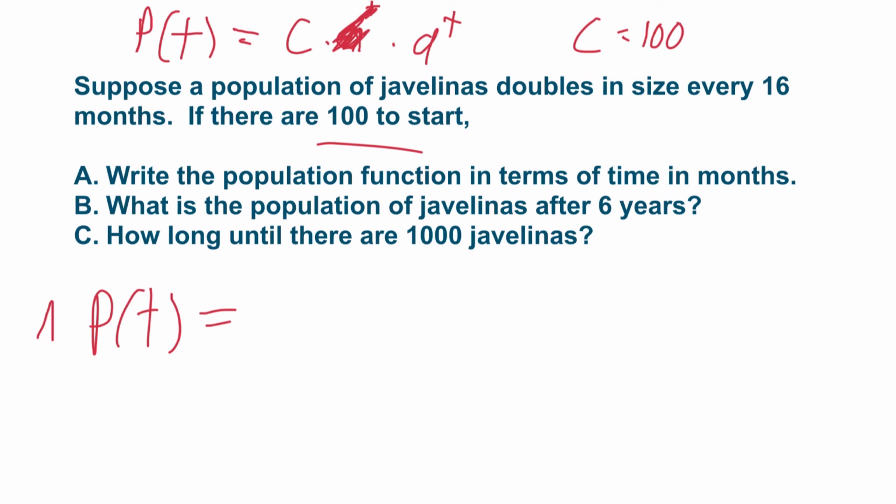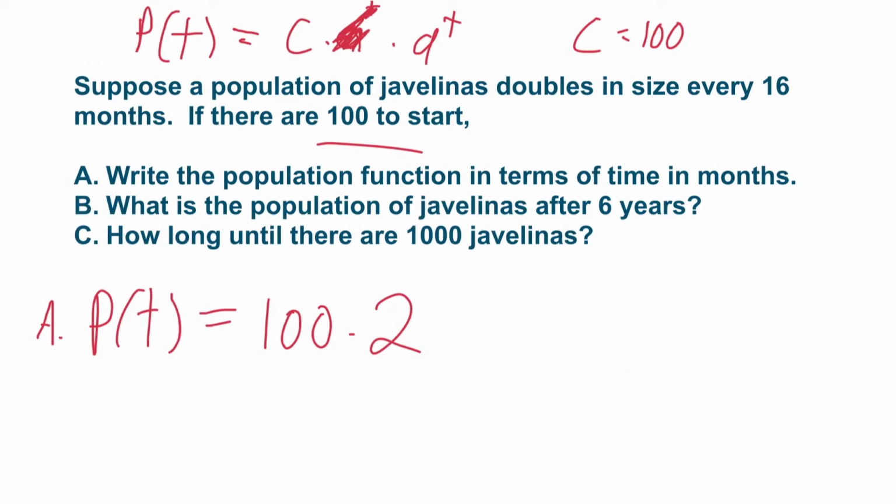So this is part A. Now, I need to figure out what my base factor is. So am I talking about doubling, tripling, quadrupling? Well, I'm saying the population doubles after a given amount of time. So in this case, my constant a will just be 2. Again, coming from this doubling.